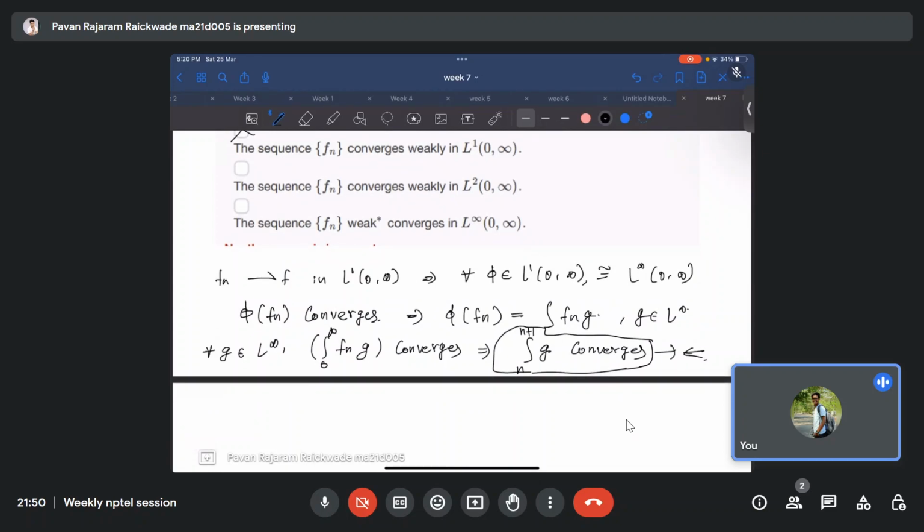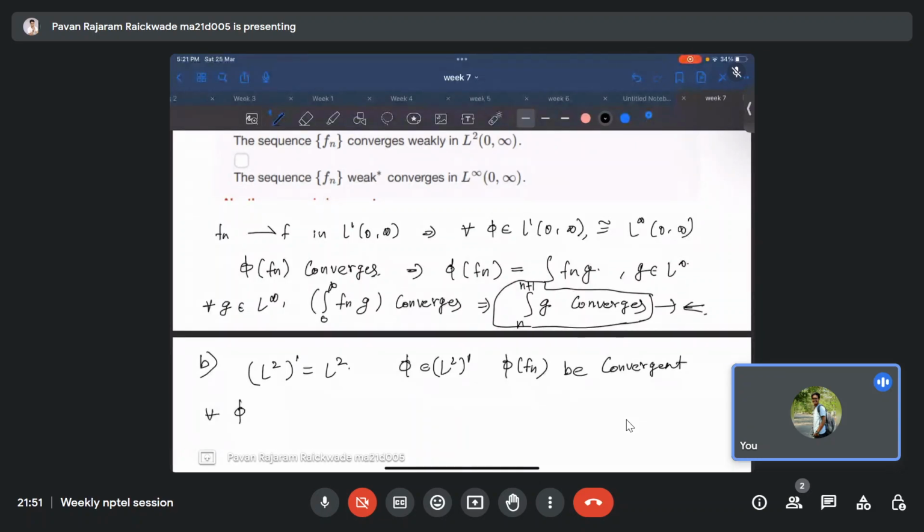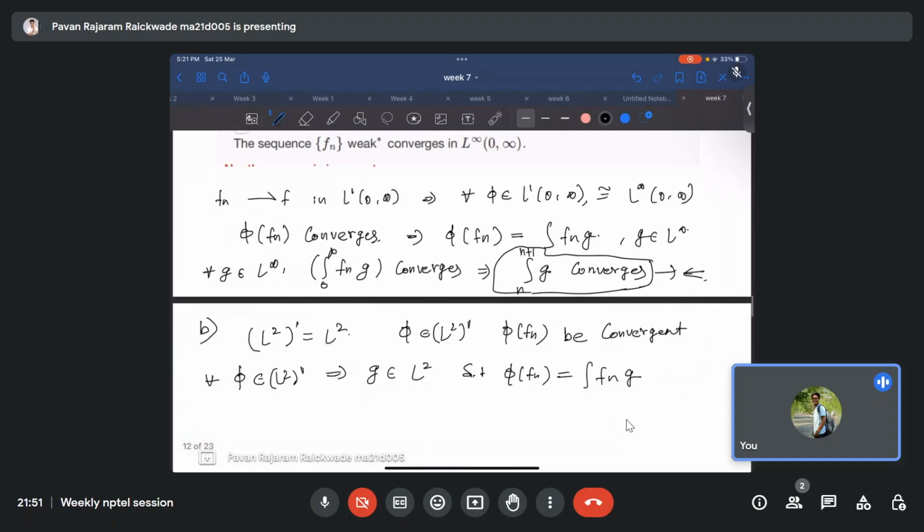The sequence fn converges weakly in L2(0, infinity). What is the L2 dual? It's again L2. So converging weakly means that for every phi in the L2 dual, phi of fn should be convergent. That's what I want. For every such phi, I get g belonging to L2 such that phi of fn equals the integral of fn g. I just want to show that this converges.